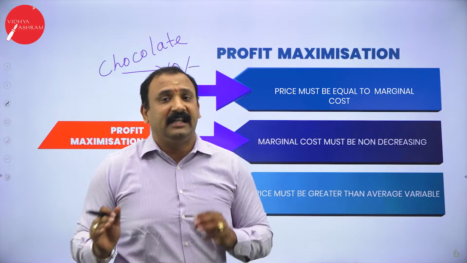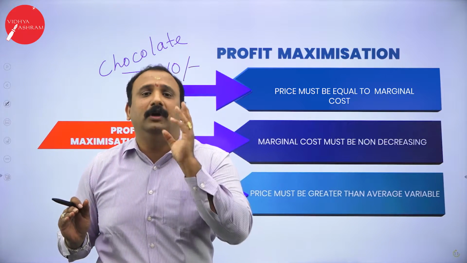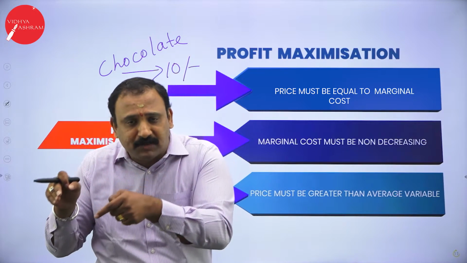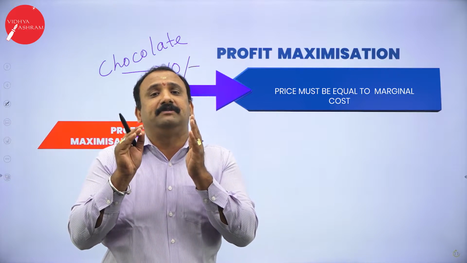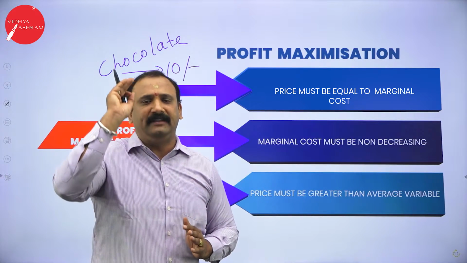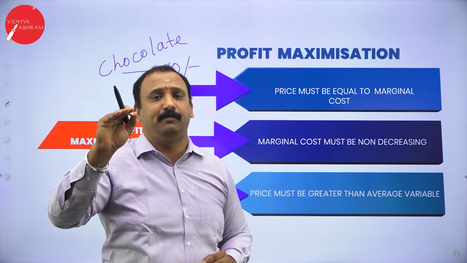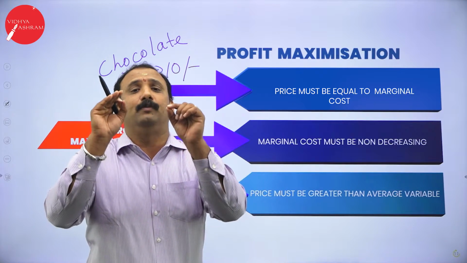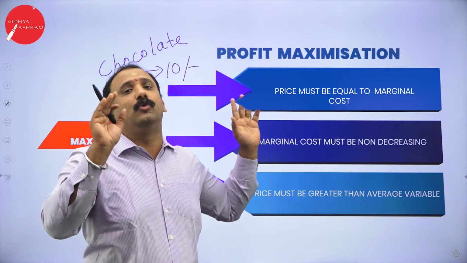So going back, let's try to understand what the three factors are. Price must be equal to marginal cost. At any given point of time, marginal cost must not be decreasing. And the third factor, price must be greater than the average variable cost. Keeping these three factors in mind is very, very important because even from an exam standpoint, there will be a question asked: what are the factors that lead to profit maximization? So you need to write these three points to score marks.